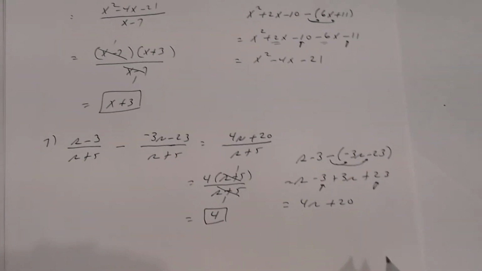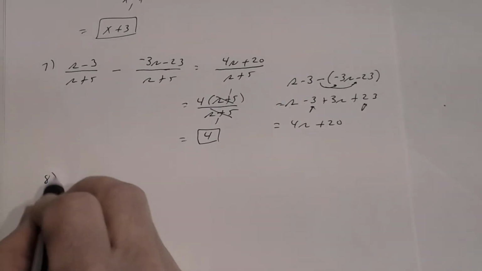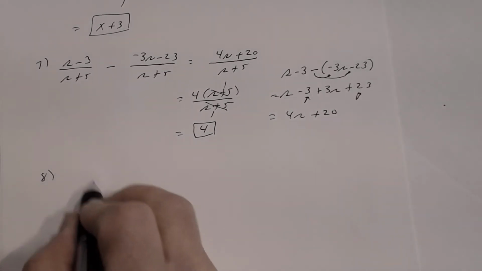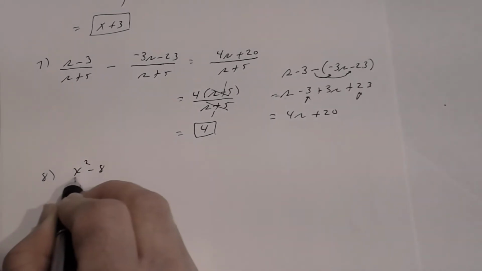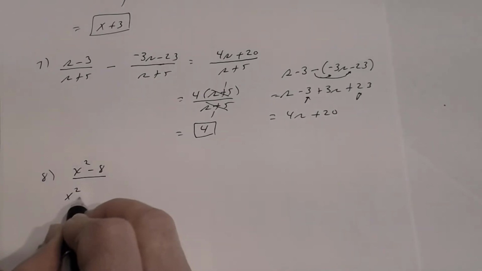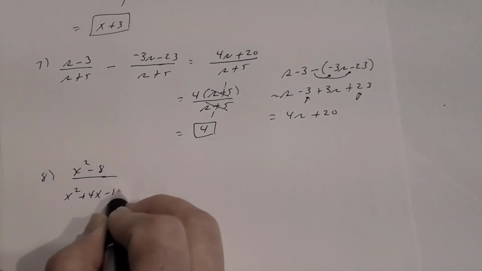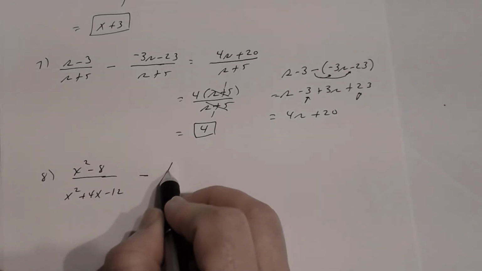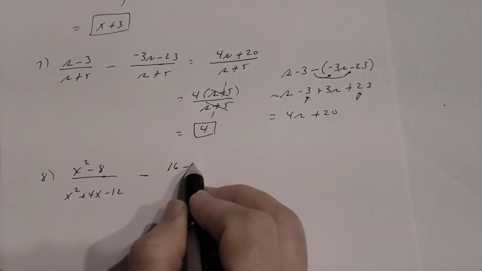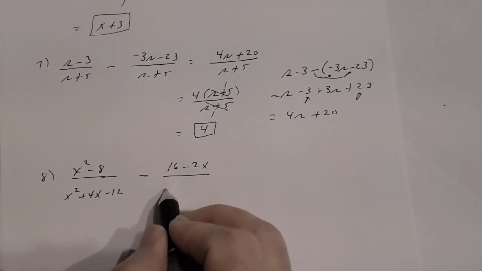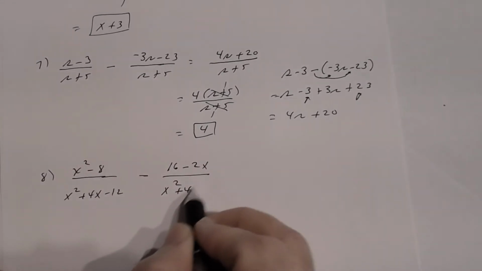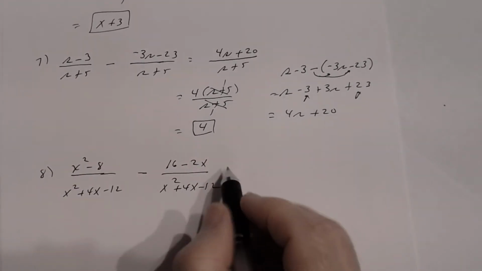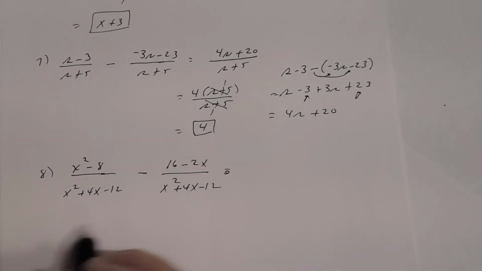Number 8. For number 8, we have x squared minus 8 divided by x squared plus 4x minus 12. From this rational expression, I'm subtracting this rational expression, which is 16 minus 2x divided by that same denominator, x squared plus 4x minus 12. Since the denominators are the same, I can write this as one rational expression. I'm going to put it down here.